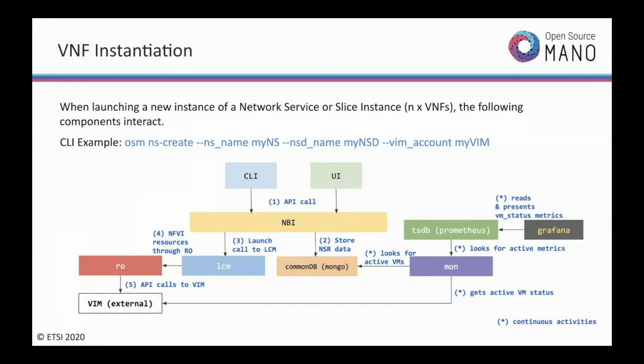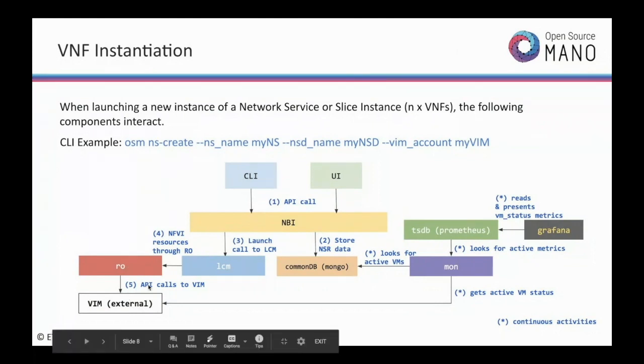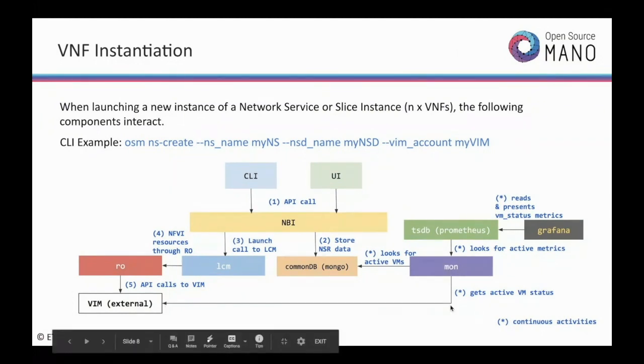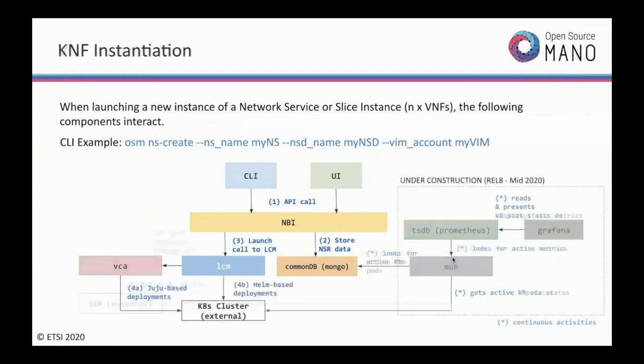So it takes care of instantiation and replies back to LCM so that LCM knows the status and can report it. In parallel, MON is always looking for active virtual machines instantiated as part of VNFs in the common DB, and gets the status of the virtual machine, so that it says up or down for each virtual machine, and that can give us an idea of if a network service is up or down, basically.